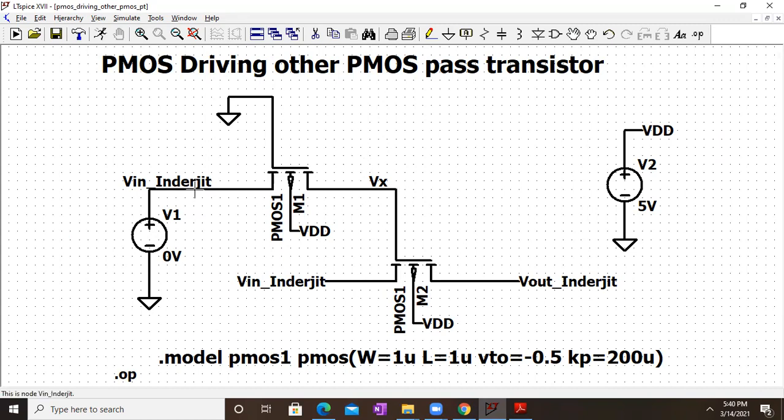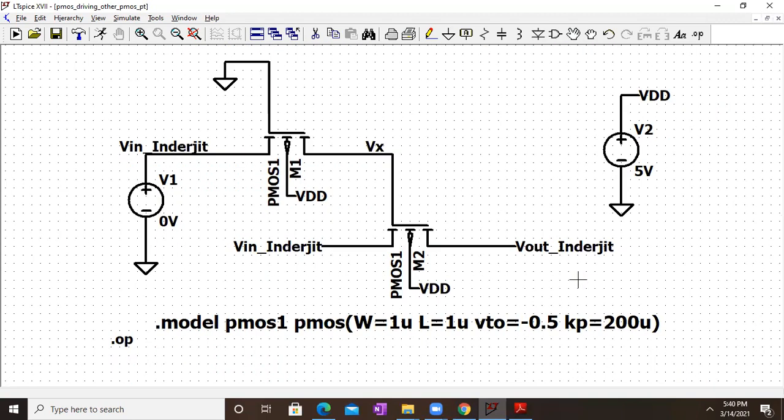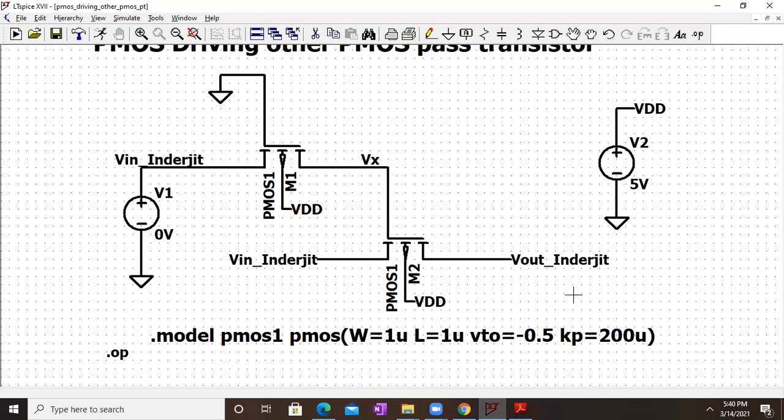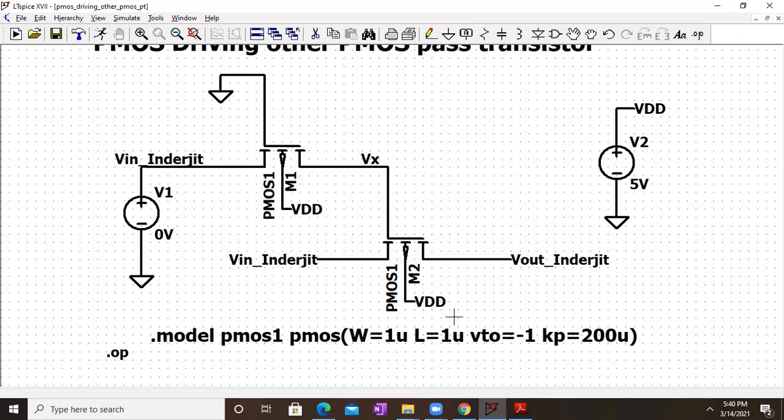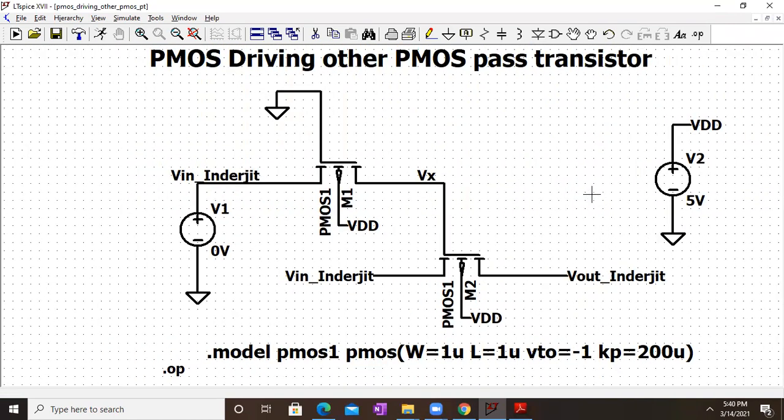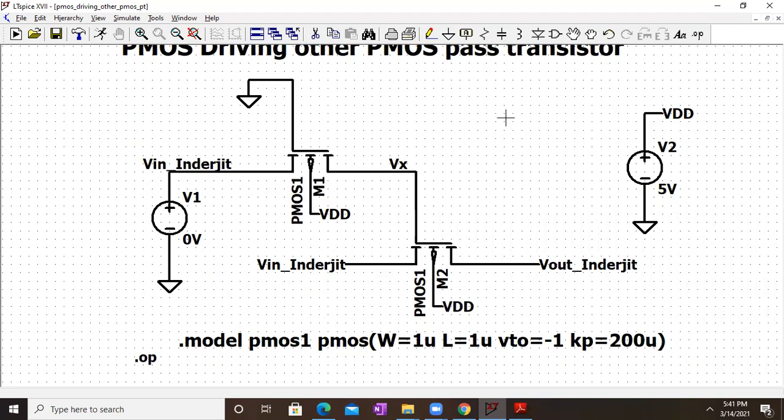What is the Vx value when we apply Vin as logic 0? And what is the Vout value? Similarly, when we apply Vin as 5 volt, what is the value of Vx and what is the value of Vout? Over here, we have applied the value of VTO as -0.5. Let me make it -1 volt for similarity. So VTO is the same as VTP, which is written in the .model statement. So its threshold voltage is -1 for both the transistors. Fine. So let us start.